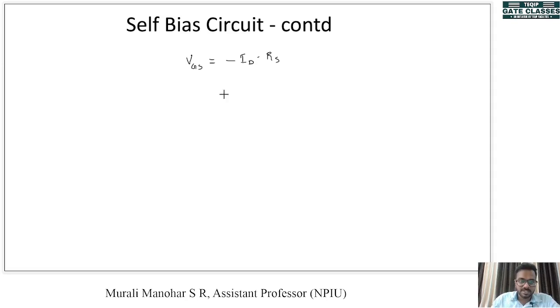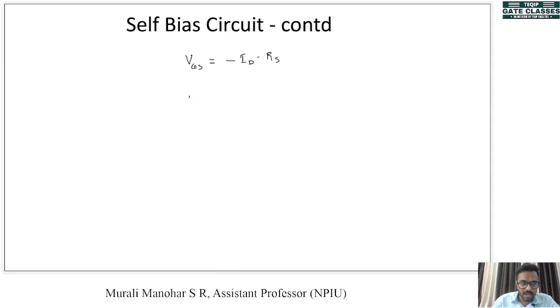When you look at this, we can see that VGS is the input voltage and ID is the output current. So here the input quantity depends upon the output quantity. This is what introduces complications in this solution. Anyway, we have to solve this. So let's go. VGS equal to minus ID into RS.